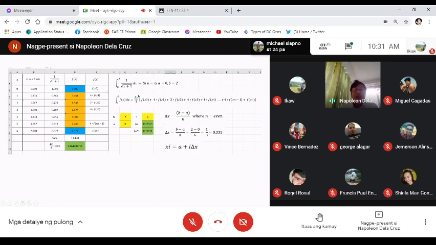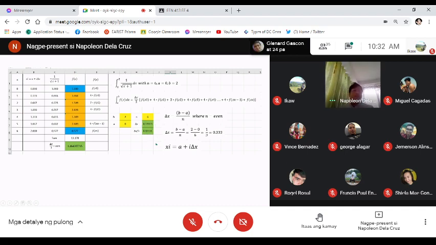This time, this is delta x over 3. Yung sa trapezoid, kung natatandaan nyo, that is delta x over 2. This time, sa Simpson's rule, that is delta x over 3. So you have to divide this by 3. So that's why that is 0.111111, because you divide this by 3.